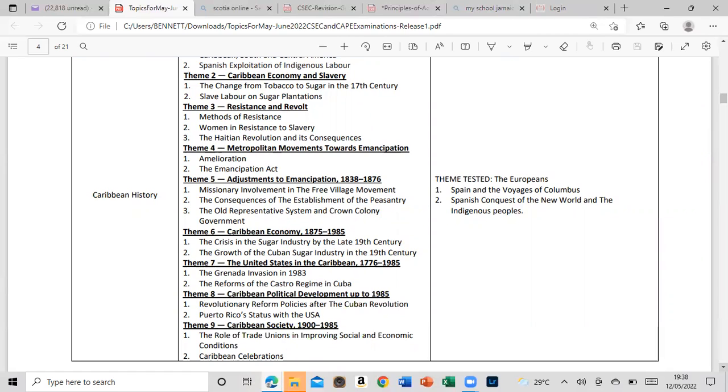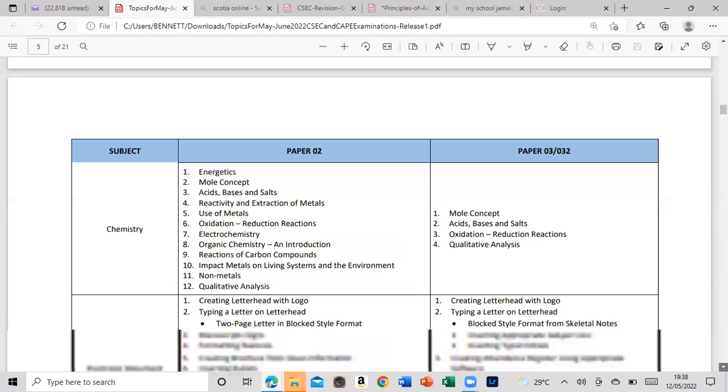Puerto Rico's status with the USA. So you see, it's recent. The role of trade unions improving social and economic conditions, and then the Caribbean celebrations.